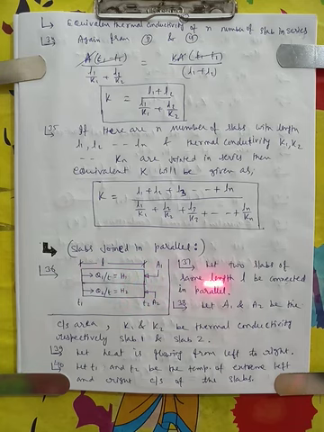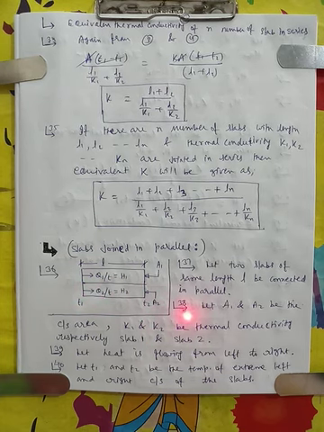So let L be the length of both slabs, and A1, A2 be the cross-sectional areas of slab 1 and slab 2, and K1, K2 be the thermal conductivities of slab 1 and slab 2. Say the heat is flowing from left to right, and the rate of heat flow in slab 1 is H1 and in slab 2 is H2. T1 and T2 are the temperatures at the extreme left and extreme right of the slabs. Let us see how to find it out.